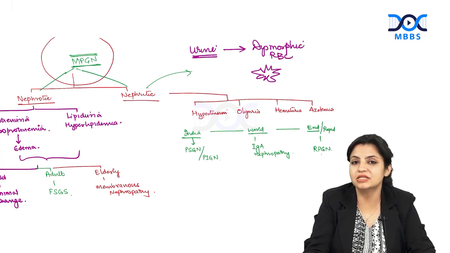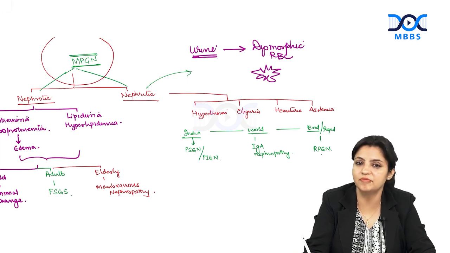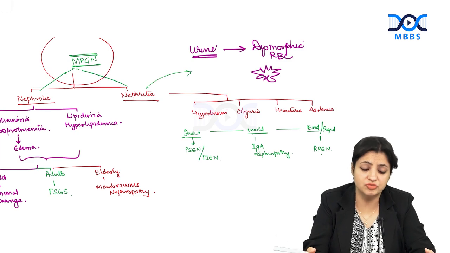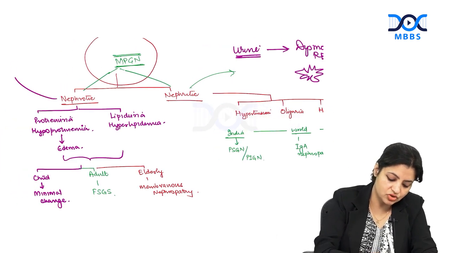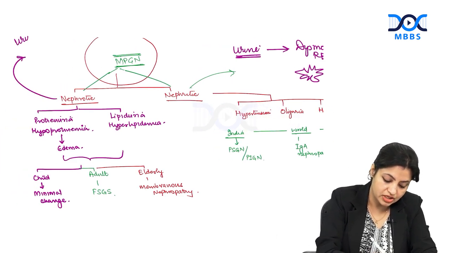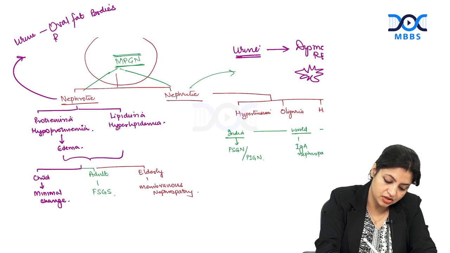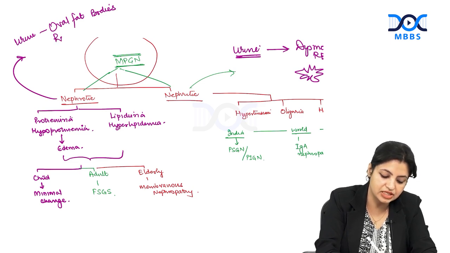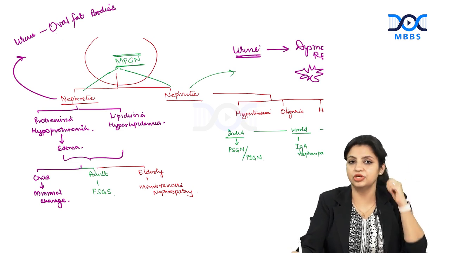This basically indicates that there has been a glomerular injury, and that is why the RBCs have become crenated or dysmorphic. Whereas in nephrotic syndrome, when I am looking at the urine finding, we will see a lot of oval fat bodies, and resorption droplets are basically seen in the tubules, but they can come out in the urine also.